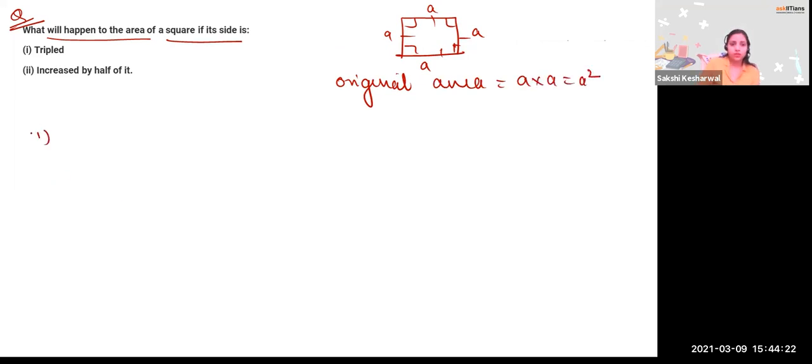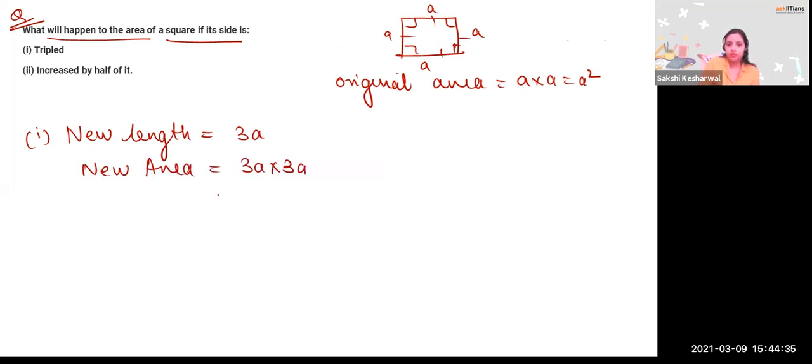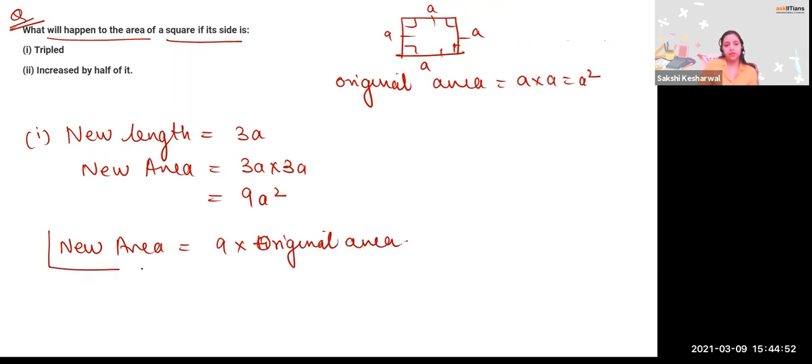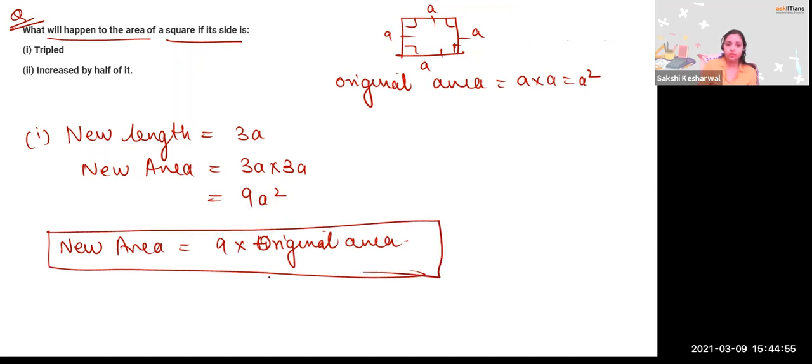So let's take the first. Your new length is equal to what? Triple, that's 3A. So the new area is equal to what, beta? 3A into 3A, right? Which is equal to 9A square, right or not? So you see that the new area is equal to what, beta? 9 times the original area, yes or no? So the new area is equal to 9 times the original area. That's it. You can leave your answer like this also, right?